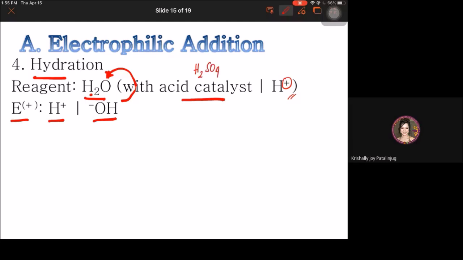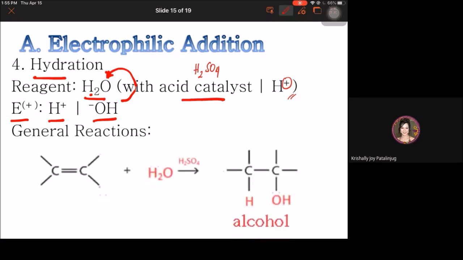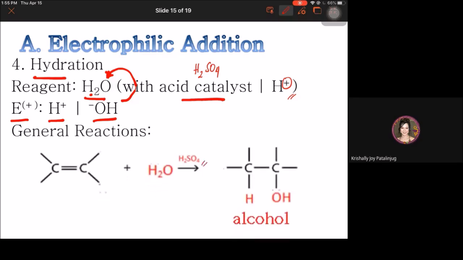So to be clear, when you see plus H2O, then on the arrow you see an acid in the form of sulfuric acid, that is hydration reaction for alkene. So this would be the general reaction. You have an alkene added with water, because it is hydration, in the presence of an acid catalyst. What will happen again? What electrophile do we get? H+ and OH. Now where do we add the H? Where do we add the OH? Follow again Markovnikov's rule.